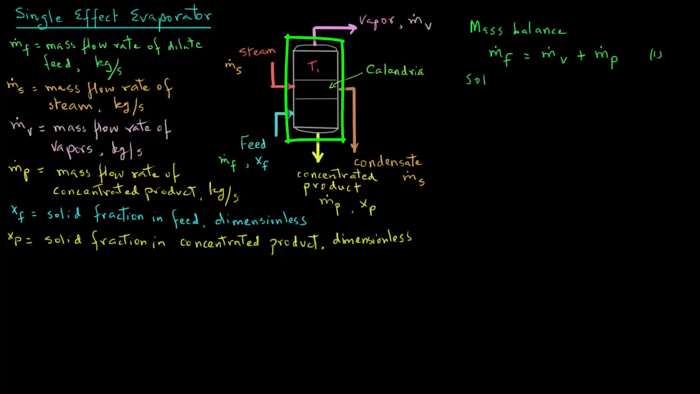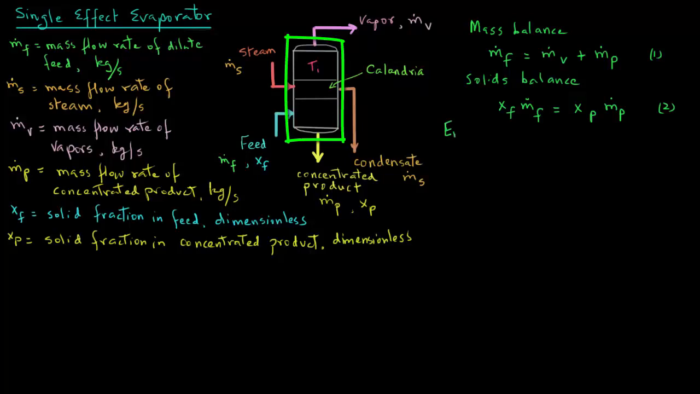When we look at the solids balance, we note that xf is the solid fraction in the feed, and it is dimensionless. So xf times m dot f will represent the amount of solids in the feed, and that will equal xp, which is the solid fraction in the concentrated product, which is dimensionless, times the mass flow rate of the product. And that will represent the amount of solids present in the concentrated product stream. So that is our equation 2.